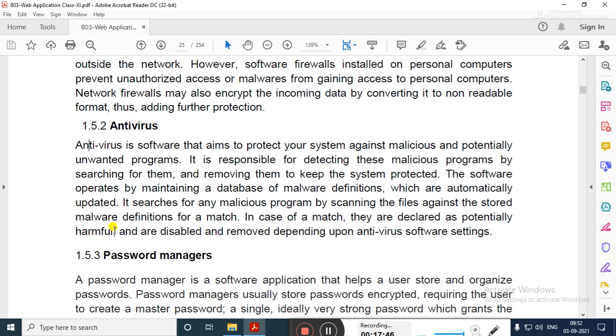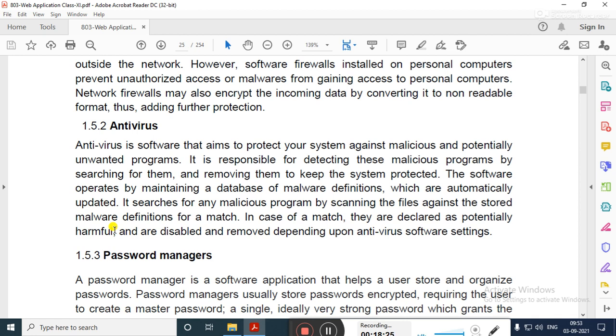Antivirus is a software that aims to protect your system against malicious and potentially unwanted programs. It is responsible for detecting these malicious programs by searching for them and removing them to keep the system protected. The software operates by maintaining a database of malware definitions, which are automatically updated, and it searches for malicious programs by scanning the files against the stored malware definitions for a match. In case of a match, they are declared as potentially harmful and are disabled or removed depending upon the antivirus software settings.